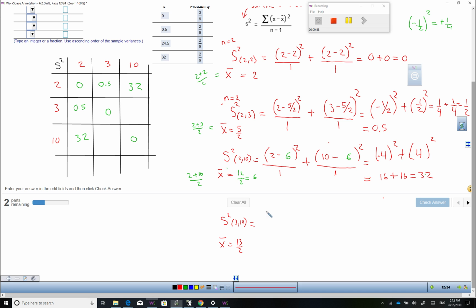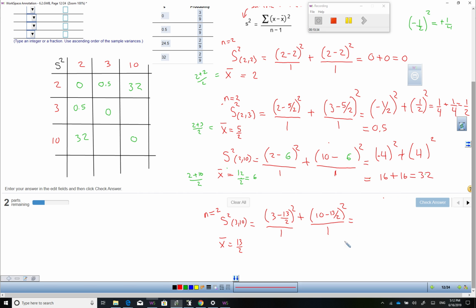That will be 3 minus the mean, which is 3 minus 13 over 2, and over 1. Again, n minus 1, where n is 2, right? For every single set, n equals 2. N is the number of elements you have in the set. You have only 2 elements. The next number is 10 minus the mean, which is 13 over 2, and over 1.